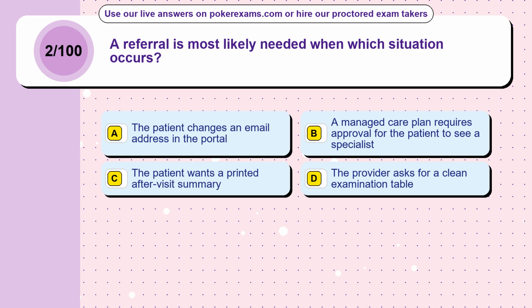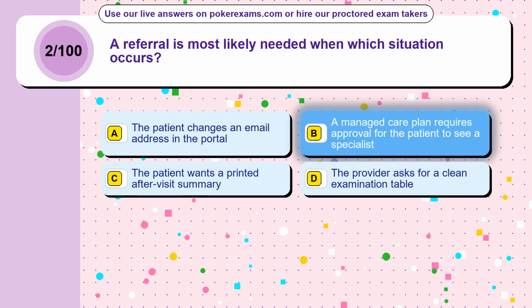Question 2. A referral is most likely needed when which situation occurs? Option A. The patient changes an email address in the portal. Option B. A managed care plan requires approval for the patient to see a specialist. Option C. The patient wants a printed after-visit summary. Option D. The provider asks for a clean examination table.